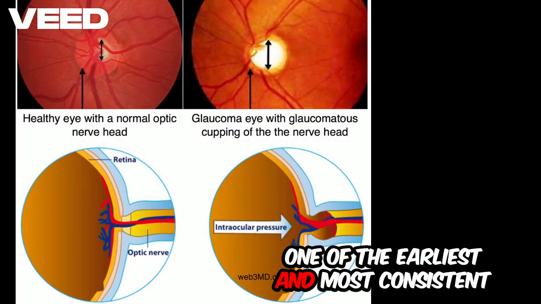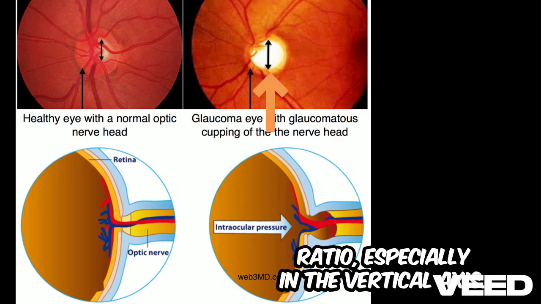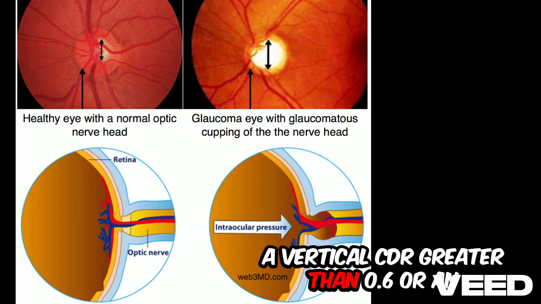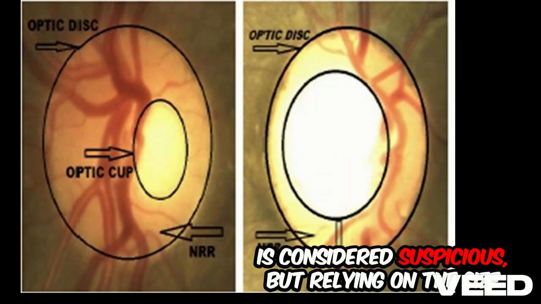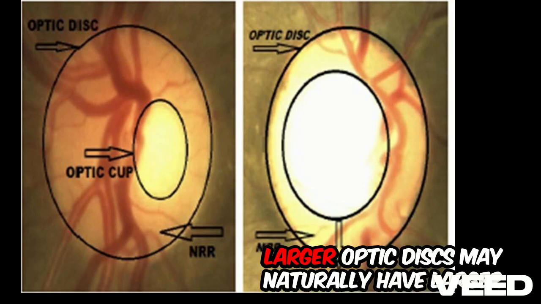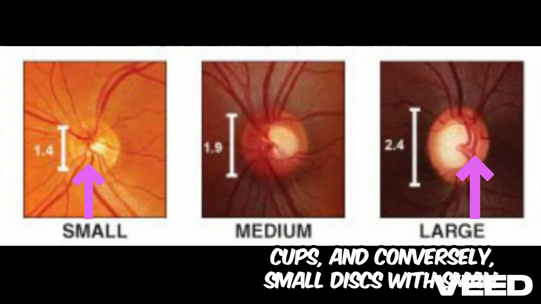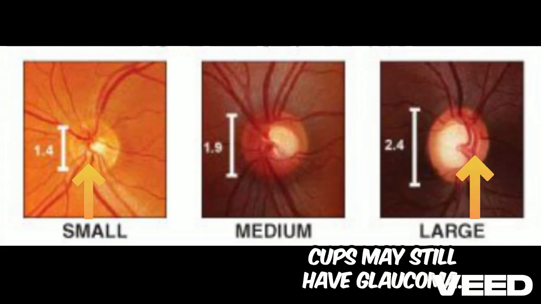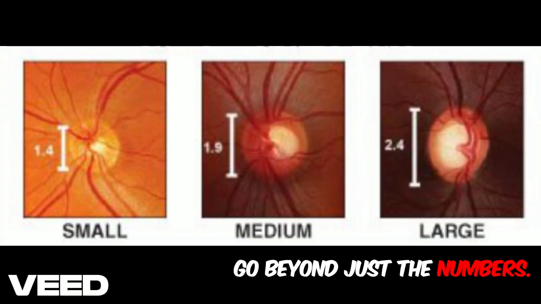One of the earliest and most consistent signs is an increased cup-to-disc ratio, especially in the vertical axis. A vertical CDR greater than 0.6 or an asymmetry of more than 0.2 between the eyes is considered suspicious. But relying on the size of the cup alone can be misleading. Larger optic discs may naturally have larger cups, and conversely, small discs with small cups may still have glaucoma. That's why it's essential to go beyond just the numbers.